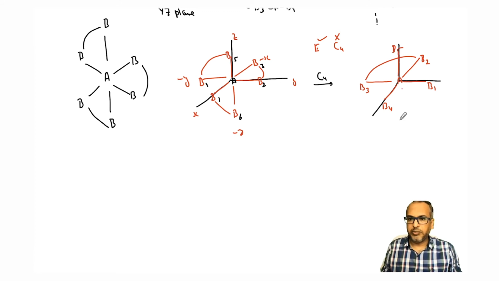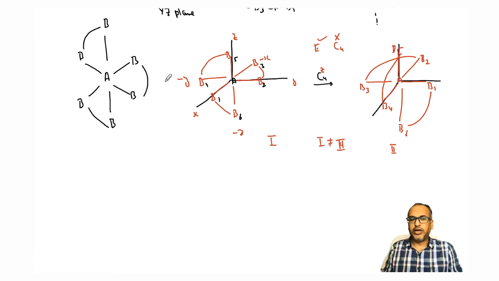My B5 and B6 remain as such because this is C4 along the Z axis. So B4 was connected to B5 and B1 is connected to B6, right? Now you see that if I do a C4 rotation, these bonds make these two configurations different. So I can say that one is not equivalent to 2, right? Whereas in the octahedral case, because these bonds are not there, 1 and 2 are equivalent, so that's why C4 exists. In this particular case, C4 does not exist.